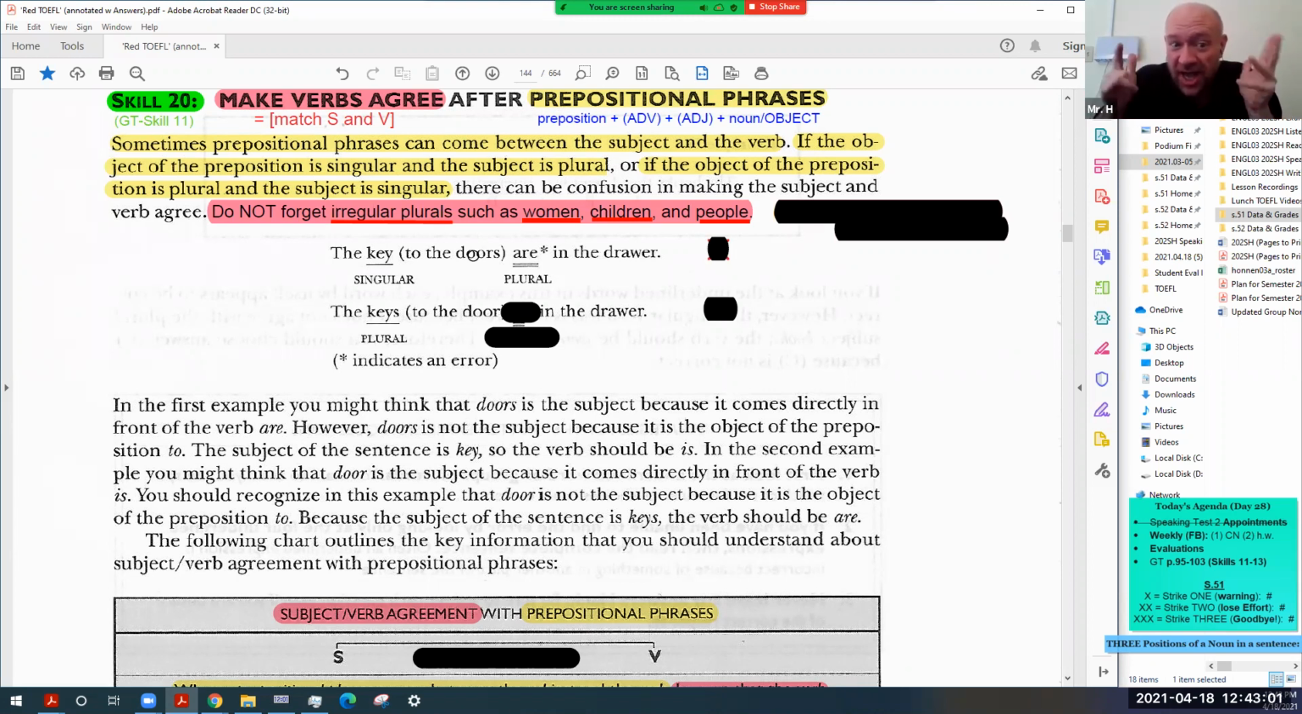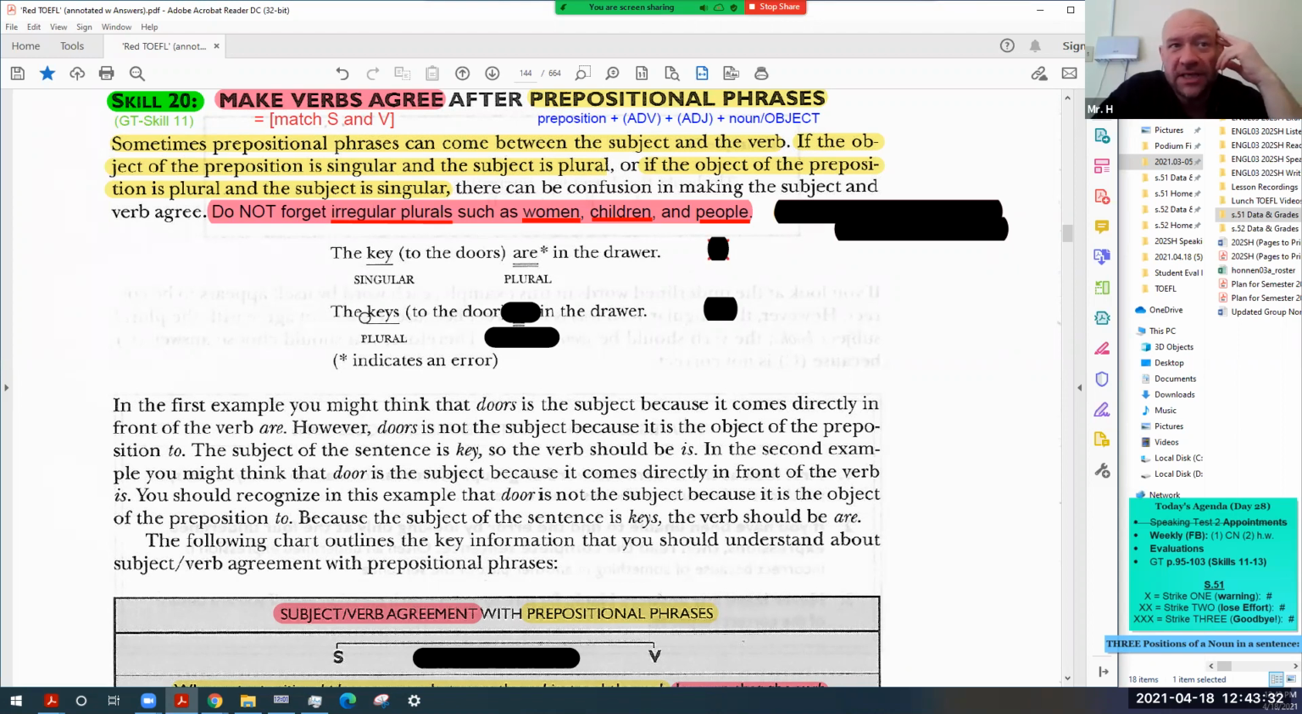Never match the verb to the object. Well, I shouldn't say never, because the next skill, 21, is the opposite, because it shows you a special case. All right, there is a special case. This is the basic rule, okay? This is the basic idea. The basic idea: you must match the verb to the subject, okay?